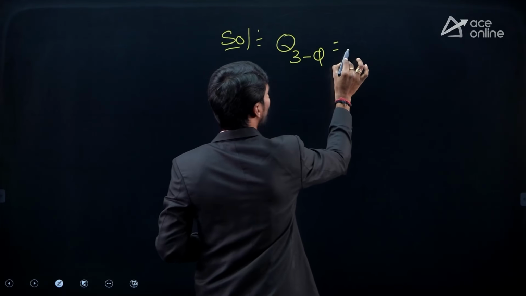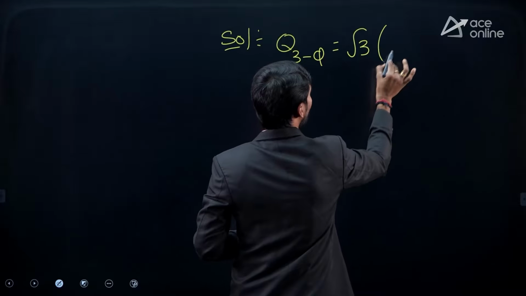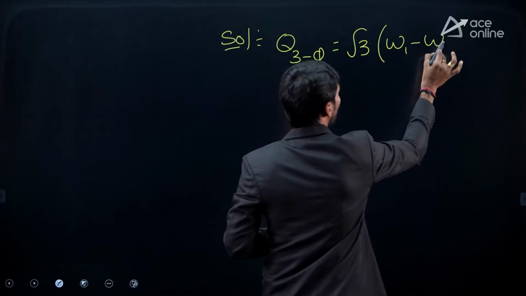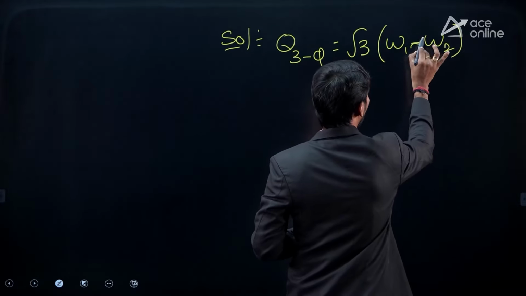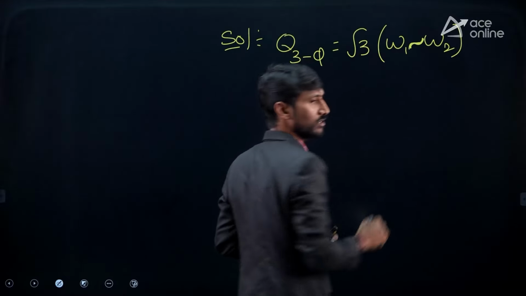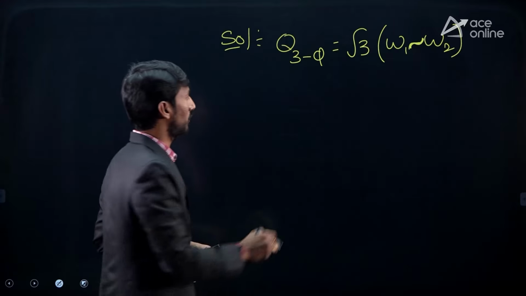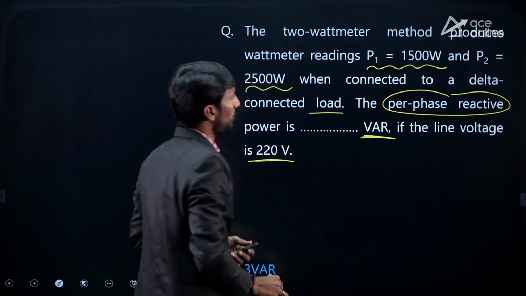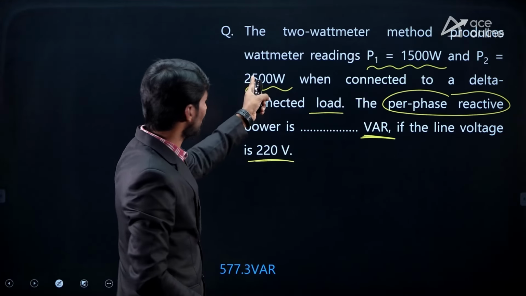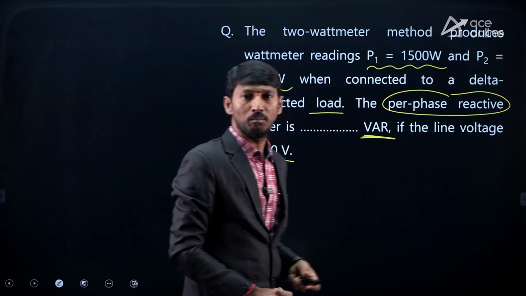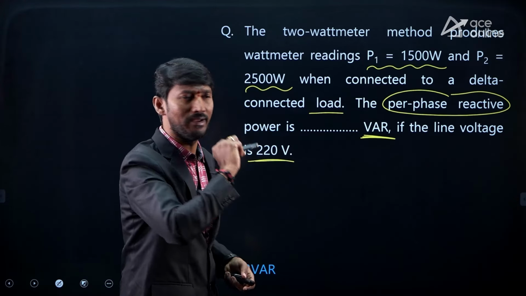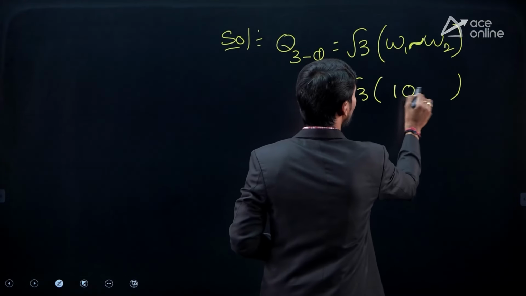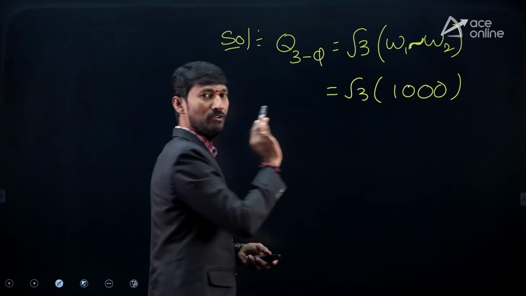The 3-phase reactive power formula is √3 times of W1 minus W2, or the difference of W1 and W2. This is the total thing. Now what is W1 minus W2? 2500 minus 1500. Large minus small always. So simply 1000. This is the 3-phase power.